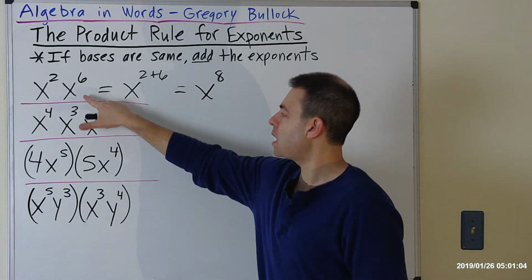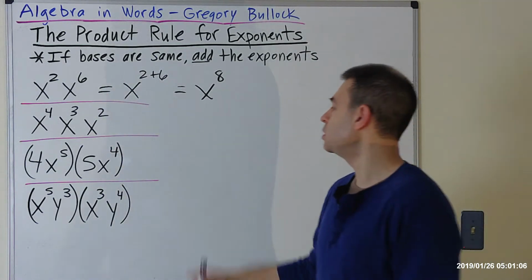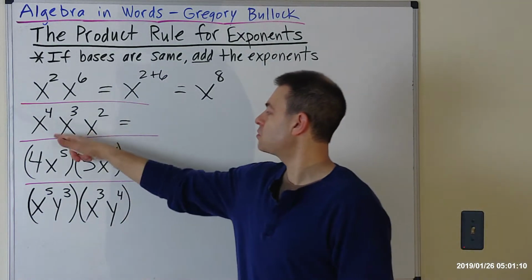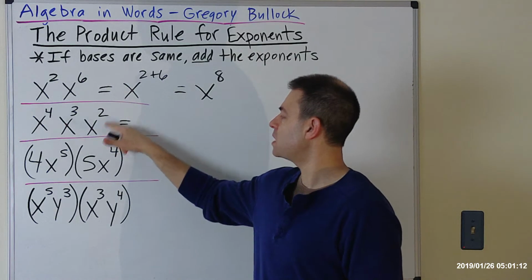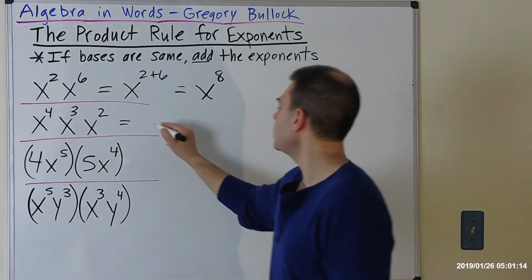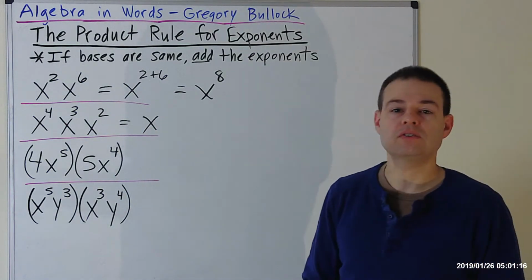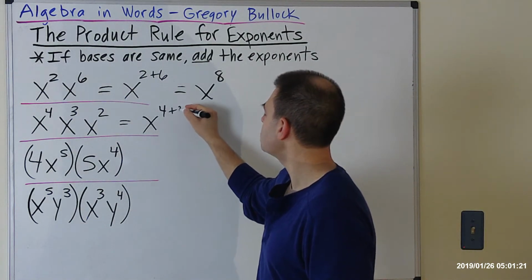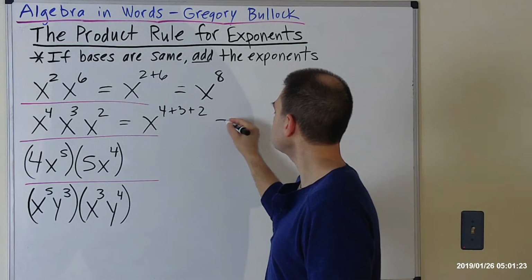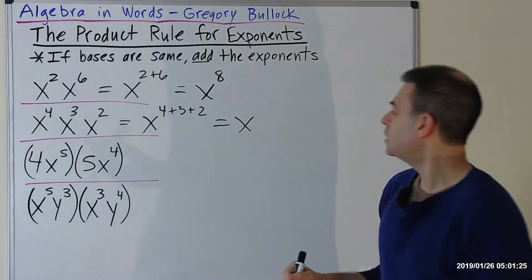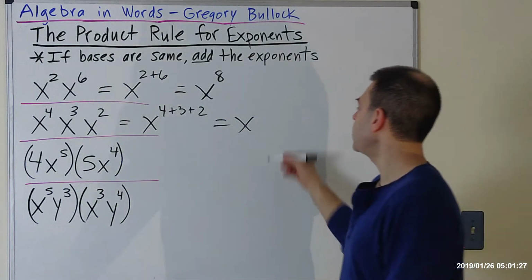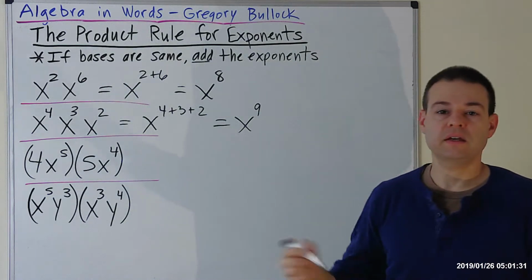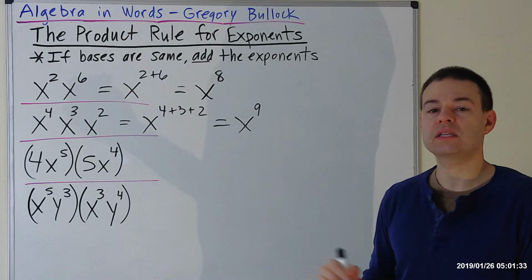In this first problem, there were 2 variables being multiplied. In the next problem, there's 3 factors. X to the fourth times x cubed times x squared. All right, and once again, just to show the intermediate step, let's show the common base, and let's actually write out 4 plus 3 plus 2. And when you add them all together, you get x to the ninth. And that's it. Let's look at the next one.